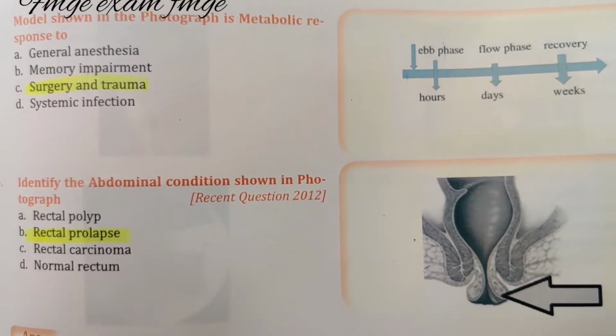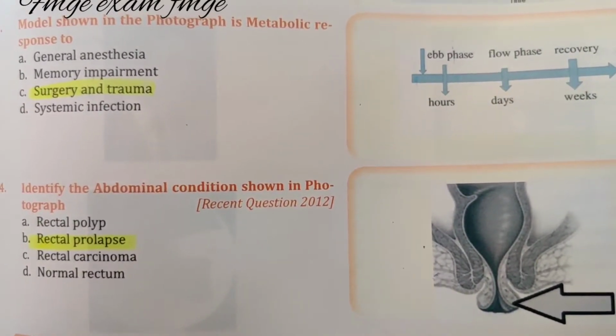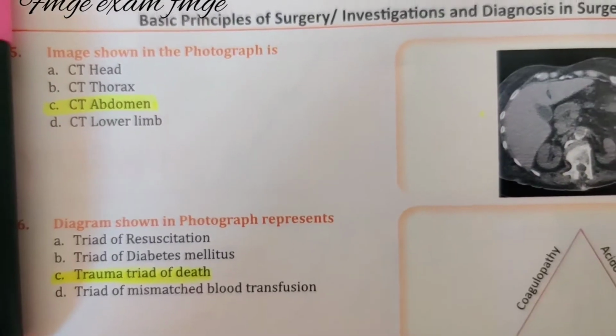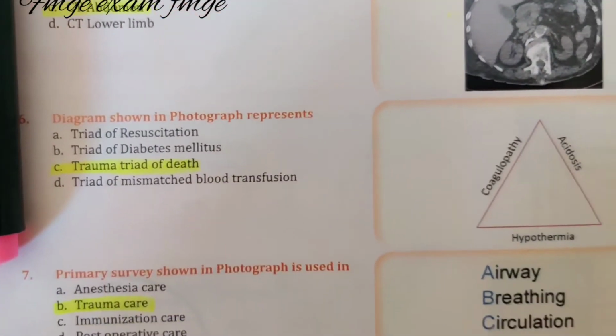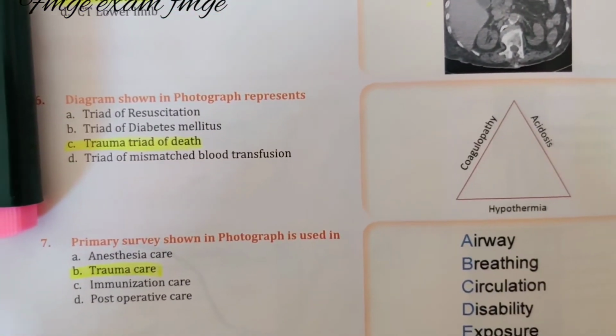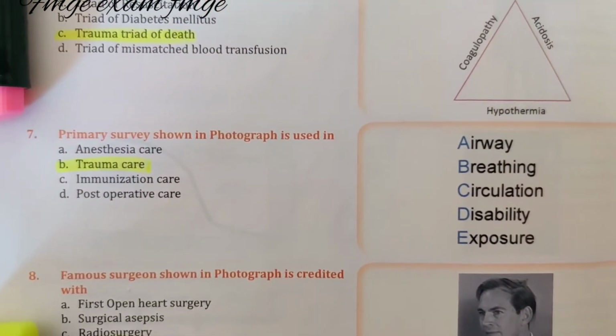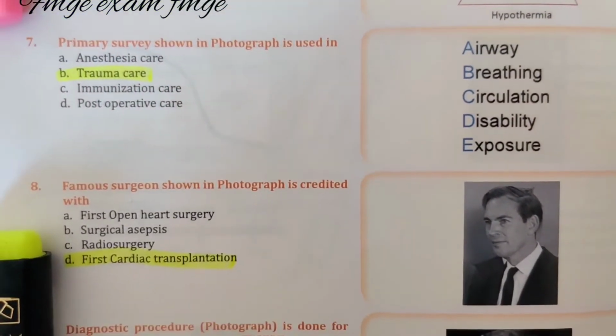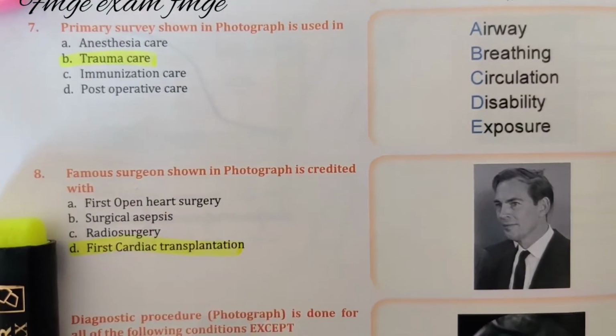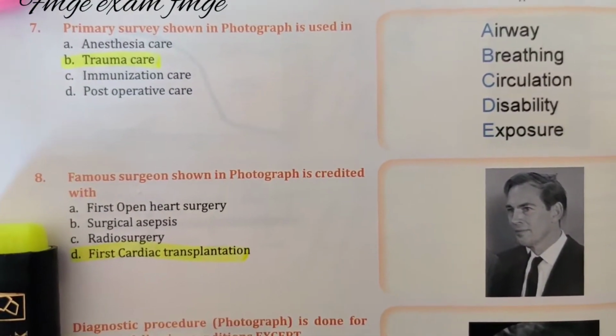Identify the abdominal condition shown in the photograph: rectal prolapse. Image shown in the photograph is a CT abdomen. Diagram shown in the photograph refers to the trauma triad of death. Primary survey shown in the photograph is used for trauma care. Famous surgeon shown in the photograph is credited with the first cardiac transplantation.